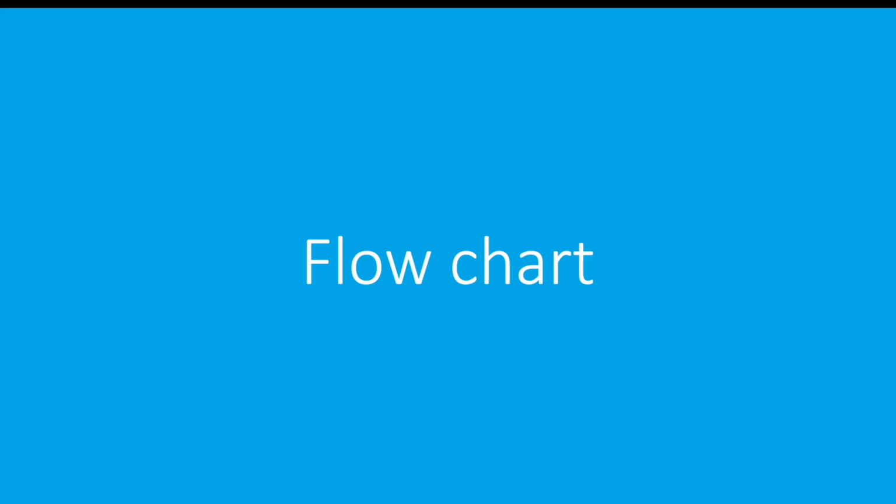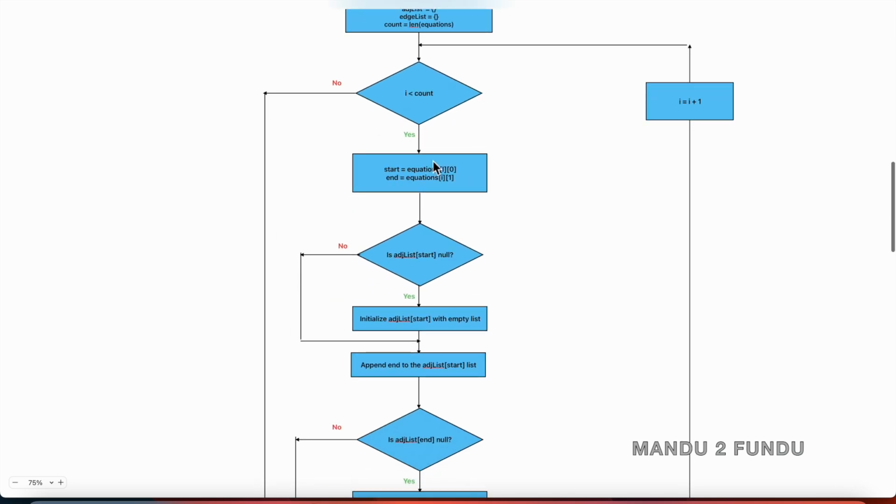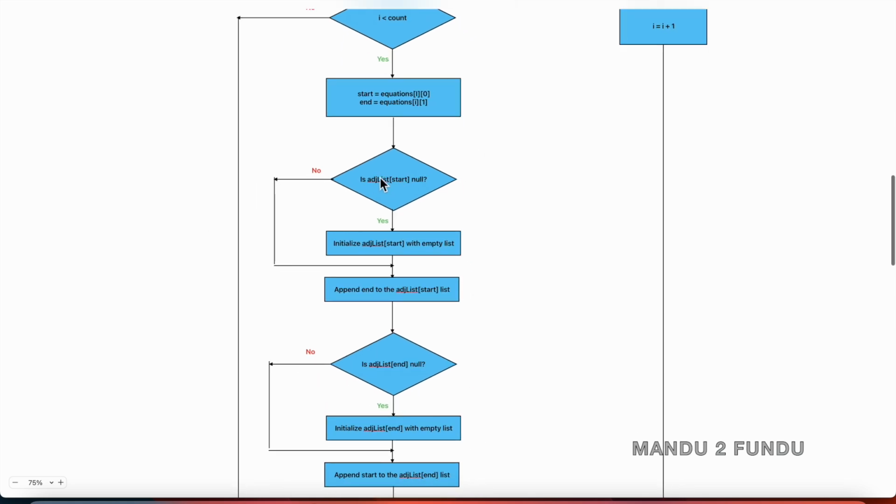Let's look at the flowchart. The input for this procedure is an equations array, a values array and the queries array. First we initialize the adjacency list and the edge list map. The count is initialized with the number of entries in the equations array. Okay, so in this for loop we build the adjacency list as well as the edge list. The first element in the entry is the start vertex and the second element in the entry is the end vertex. First we check whether there is an entry in the adjacency list. If it is null, then we initialize it with an empty list and then we append the end vertex as a neighbor of the start vertex.